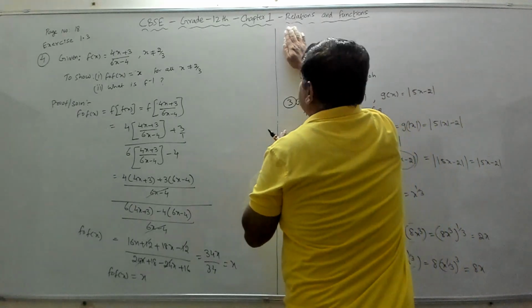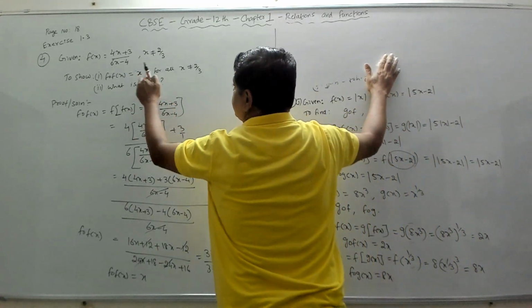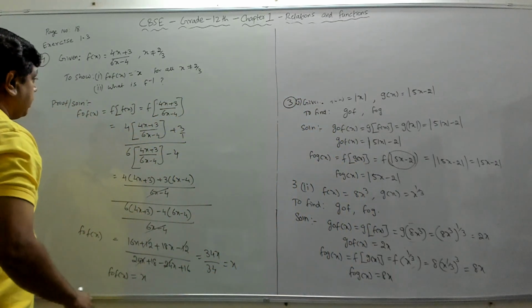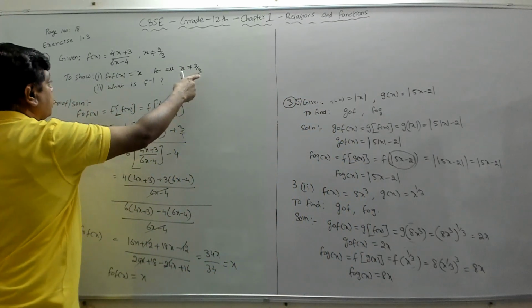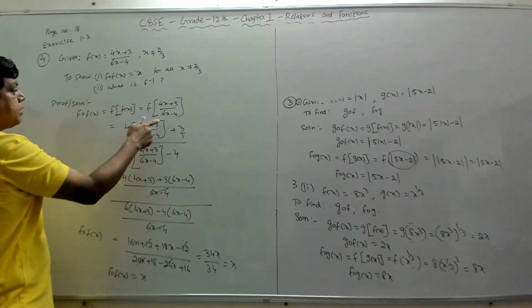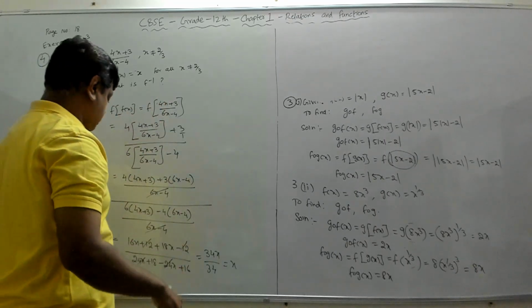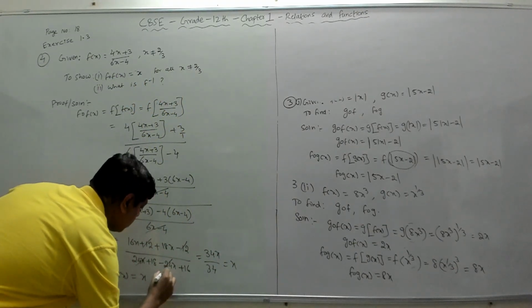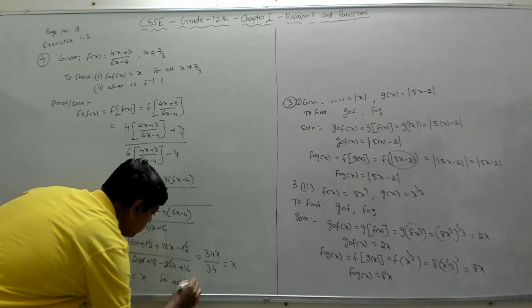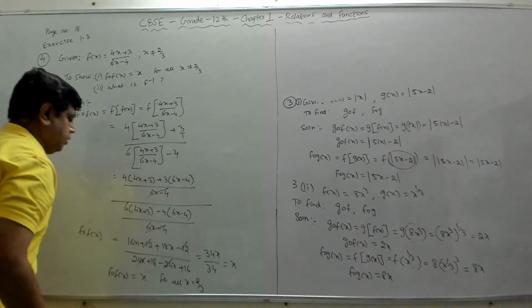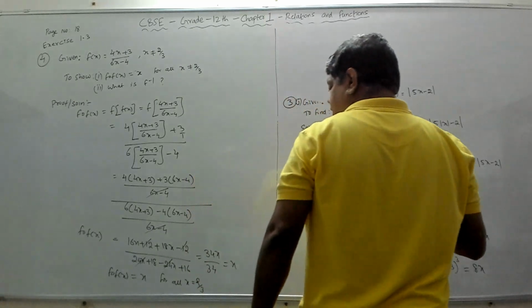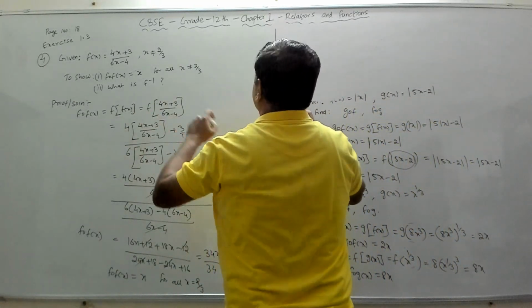The second question is easy. So we have proved f of f of x is x, and again it is true for all x not equal to 2 by 3, obviously, because when x is 2 by 3 the functions are not defined, right? So f of f of x equal to x for all x not equal to 2 by 3. Now what is f inverse? So what we have got?